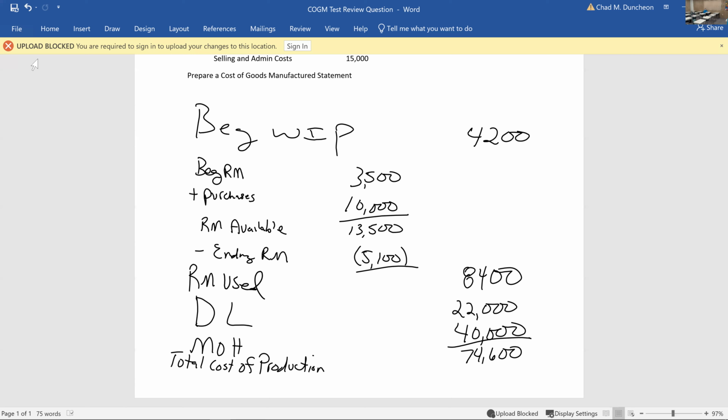And then what's our final step here? Subtract ending work in process. So this is the cost of everything, right? But we want to know what the cost for the stuff we completed was. So we need to take out the stuff that's still being worked on. So we subtract out ending work in process.